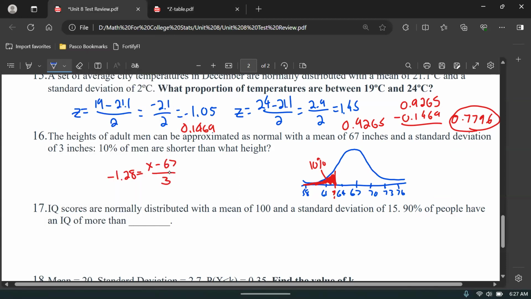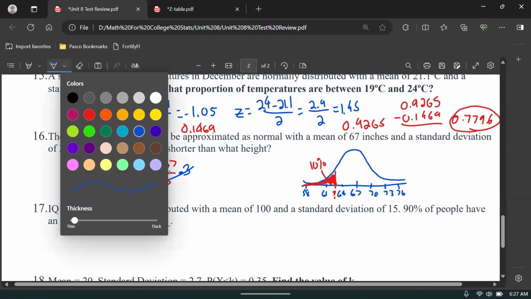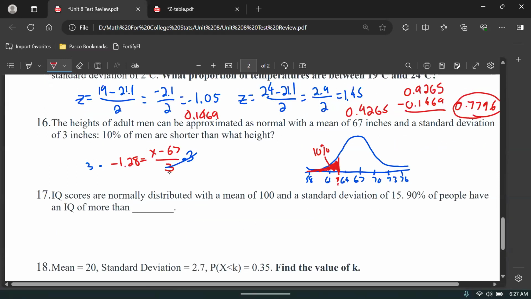All right, so we're going to multiply both sides by 3. So 3 times negative 1.28 is negative 3.84. X minus 67. So now we're just going to add 67, of course. So add 67. Oh my gosh. Negative 3.84 plus 67. 63.16. X equals 63.16. So that's the value here. That's the value where 10% of men are shorter than 63.16 inches. So there's your cutoff. 10% of men are shorter than 63.16 inches.